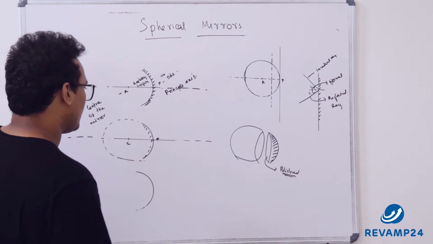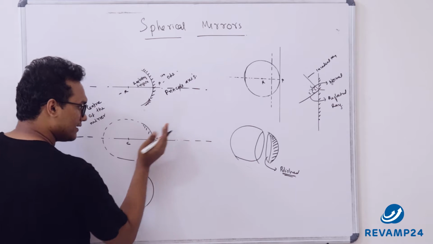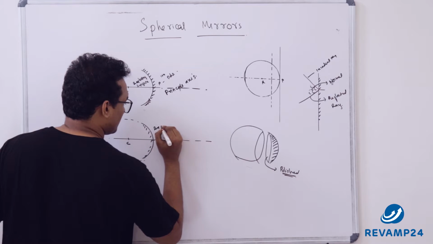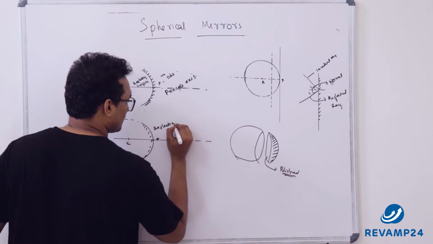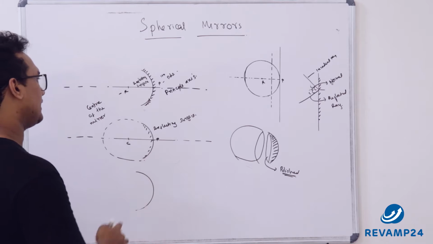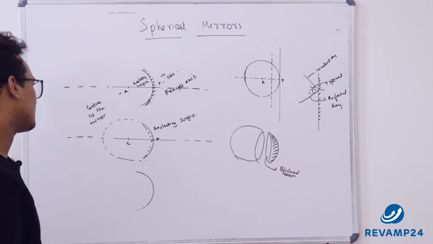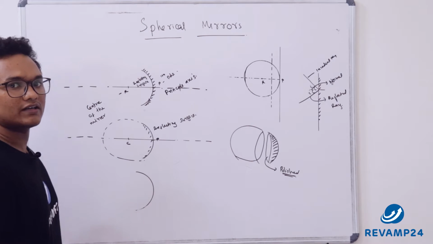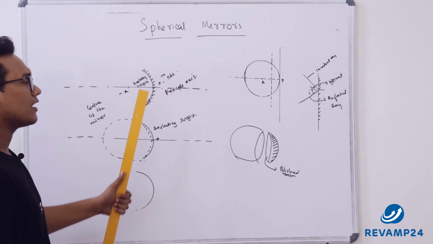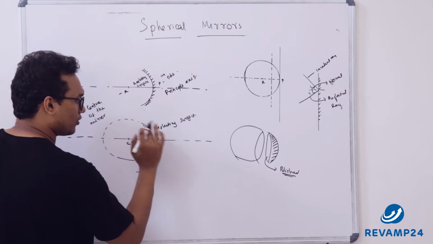Okay, here we have the outer side as the reflecting surface. So here the inner side is the reflecting surface, and here the outer side is the reflecting surface. This is called a concave mirror. Okay, this is a concave mirror and this is a convex mirror.